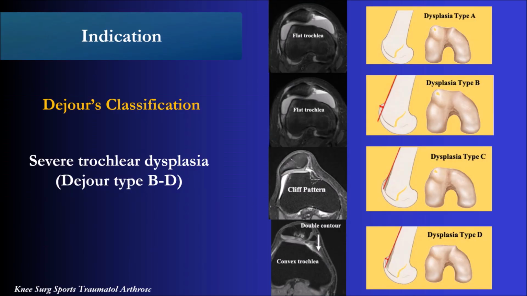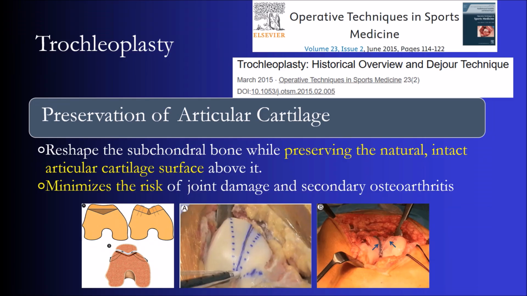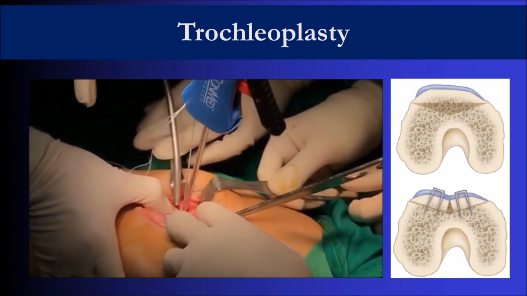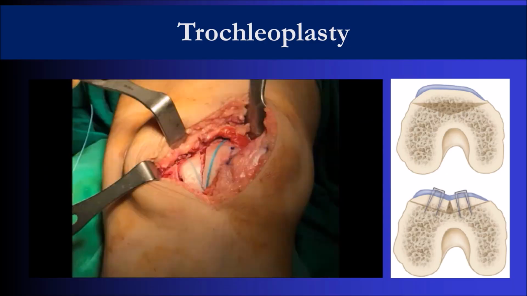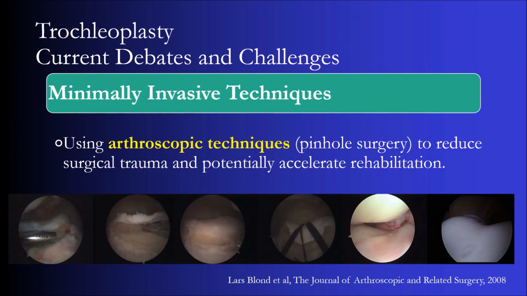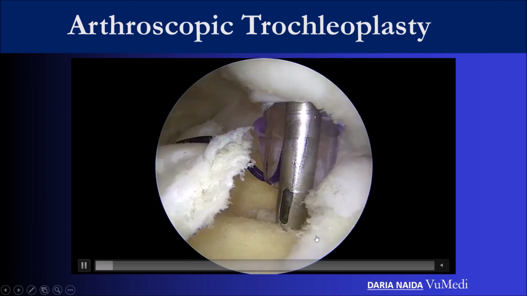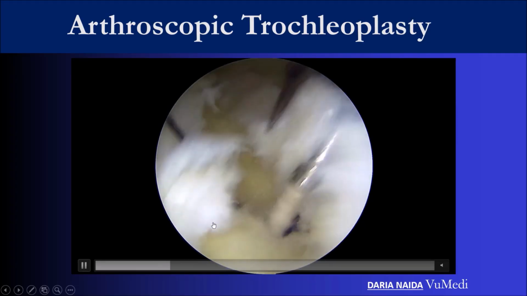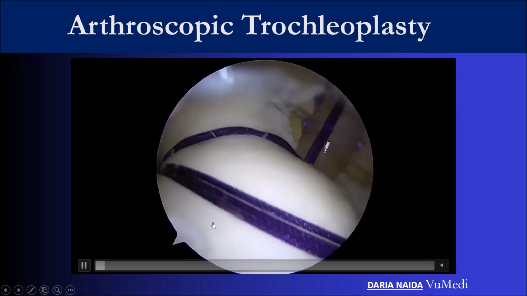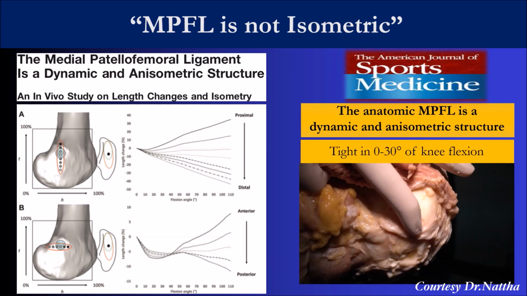Okay. Trochleoplasty, if you have bad trochlear dysplasia like type B or type D, you can do it this way. But it's a bit invasive, so nowadays we have a less invasive, arthroscopic way to do the trochleoplasty. You can do the arthroscopic trochleoplasty using an arthroscope, right? That is less invasive.